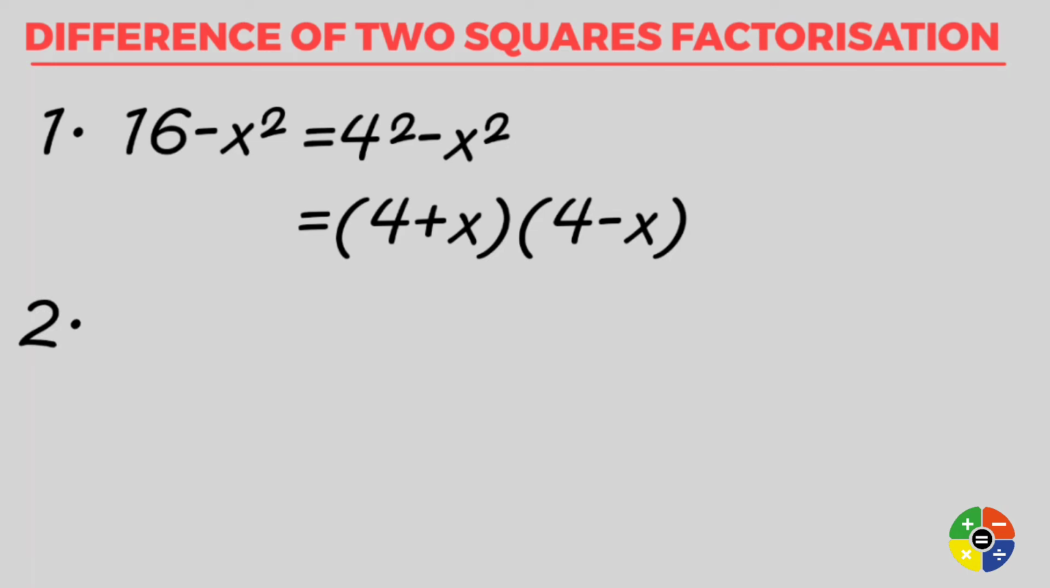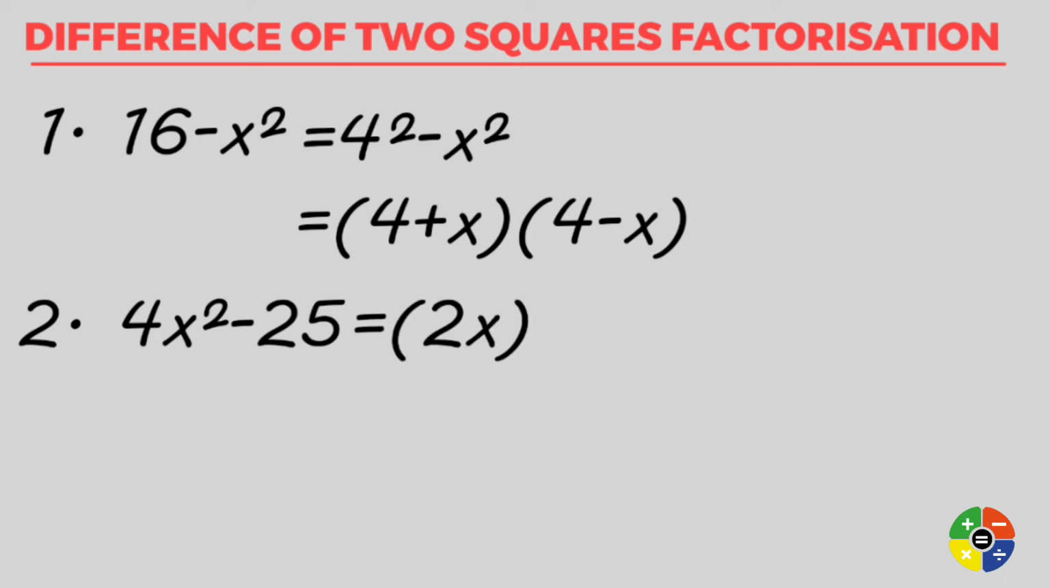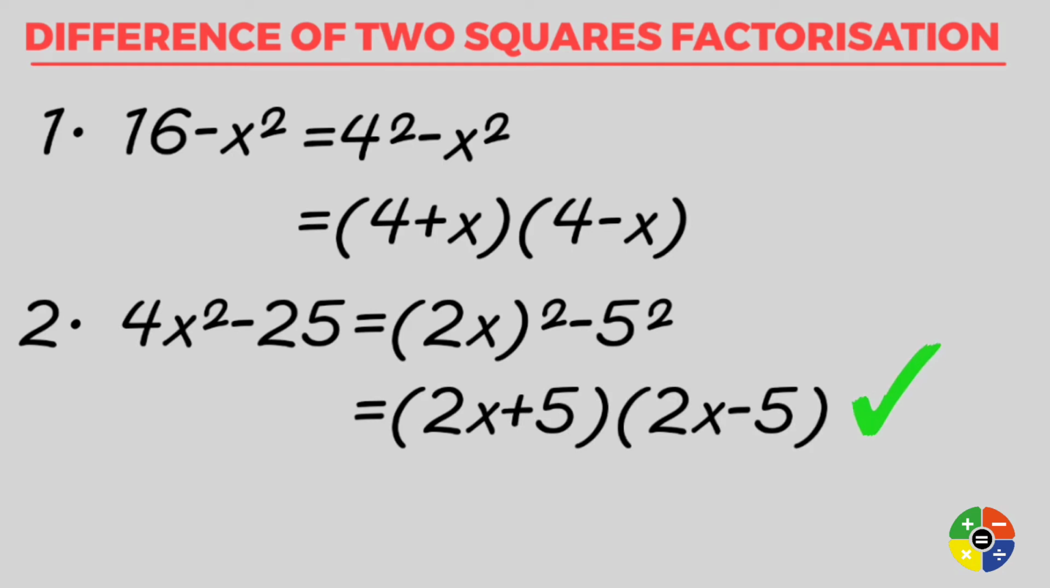2. 4x squared minus 25. Here, 4x squared is a perfect square and can be written as 2x all squared. 25 too is a perfect square and is written as 5 squared. So 4x squared minus 25 becomes 2x all squared minus 5 squared. Applying the difference of two squares formula, we obtain 2x plus 5 into 2x minus 5.